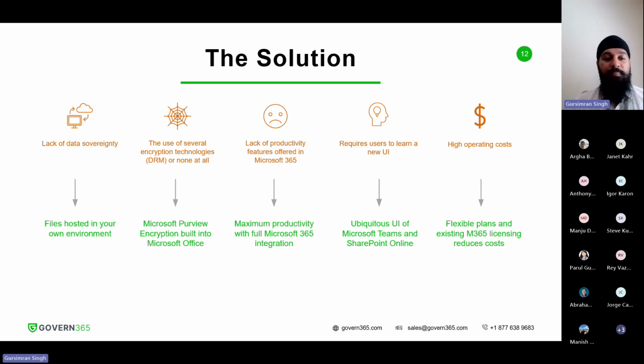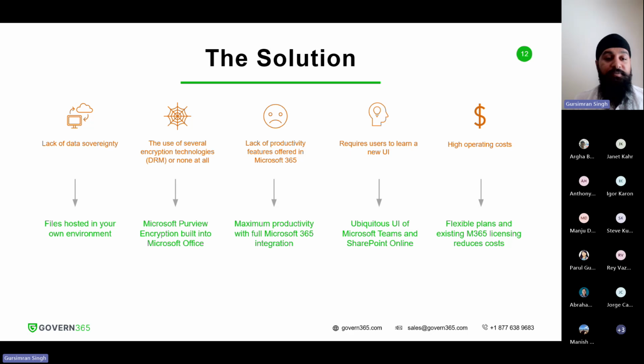It's in your hands. As for the lack of the use of several encryption technologies or none at all, we talked about Microsoft Purview. The encryption is built into Microsoft Office, and natively it's built into Govern 365 as well. So the use of something that's already native, if you're going to share a Word file, it's going to open in Microsoft Word. And if Microsoft Word can natively support the encryption technology of that file, there's really no issue there. That leads to a lot of reduced pain in thinking about, will this file work for me? It will work. It's a guaranteed thing that Microsoft has, that their tools work well together, and they'll continue to.